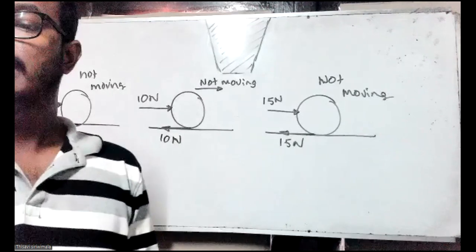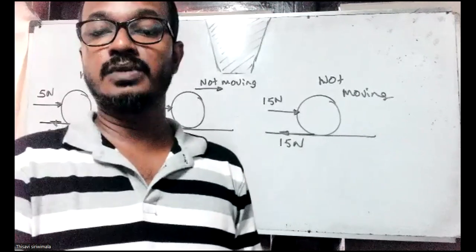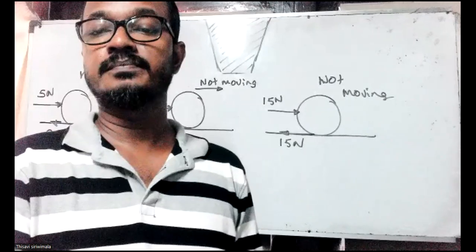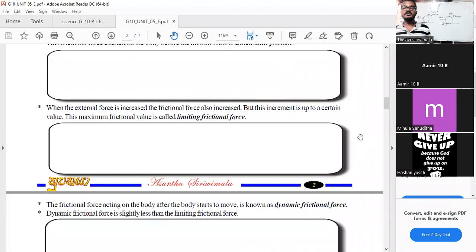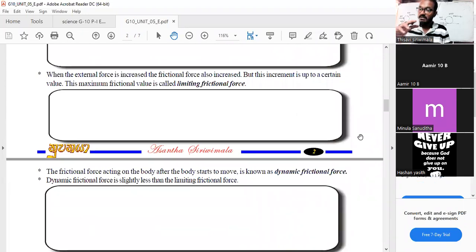Okay. Hari. So then we'll go to the next one. When the external force is increased, the frictional force also increased. But this increment is up to a certain value. This maximum frictional value is called limiting frictional force. Now, when it comes to the limiting frictional force, the object will start to move. Motion will be started because of the limiting frictional force. And for the limiting frictional force, we can draw only one diagram.